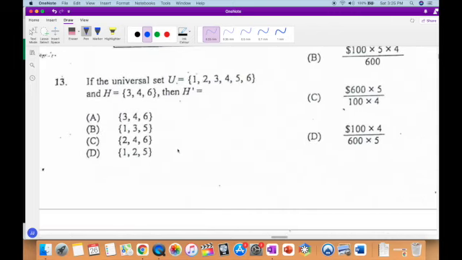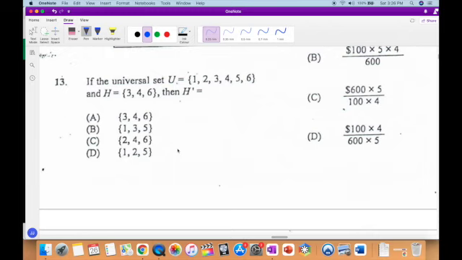If the universal set U is 1, 2, 3, 4, 5, 6, and H is 3, 4, and 6, then H prime equals what? What is H prime? I don't remember that. Oh no, sorry, H complement.